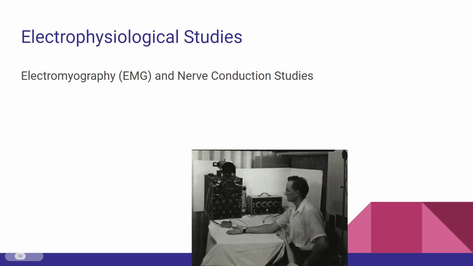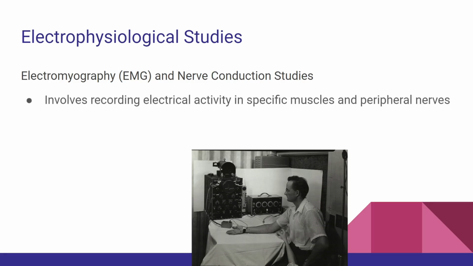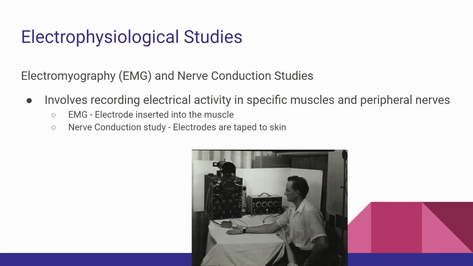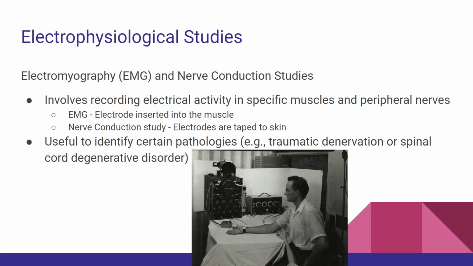The next electrophysiological studies we'll discuss are electromyography, or EMG, and nerve conduction studies. So these involve recording electrical activity in specific muscles and peripheral nerves. For an EMG, the electrode is inserted into the muscle, and for a nerve conduction study, the electrodes are taped to the skin. And this can be useful for identifying certain pathologies, things like traumatic denervation or spinal cord degeneration disorders.